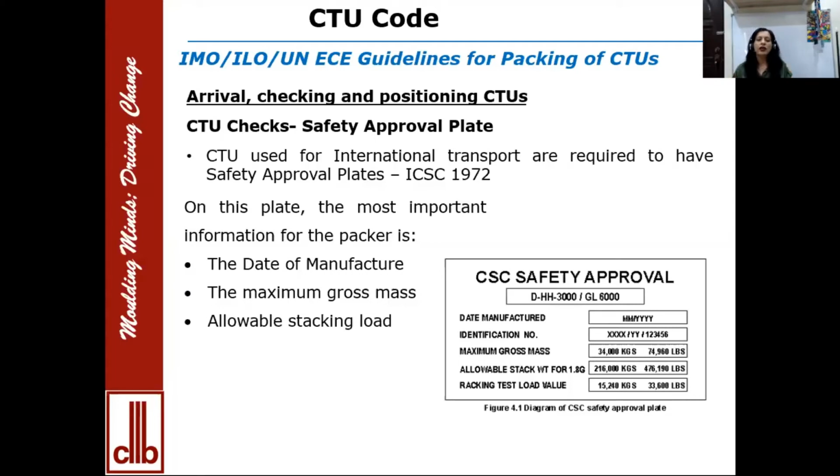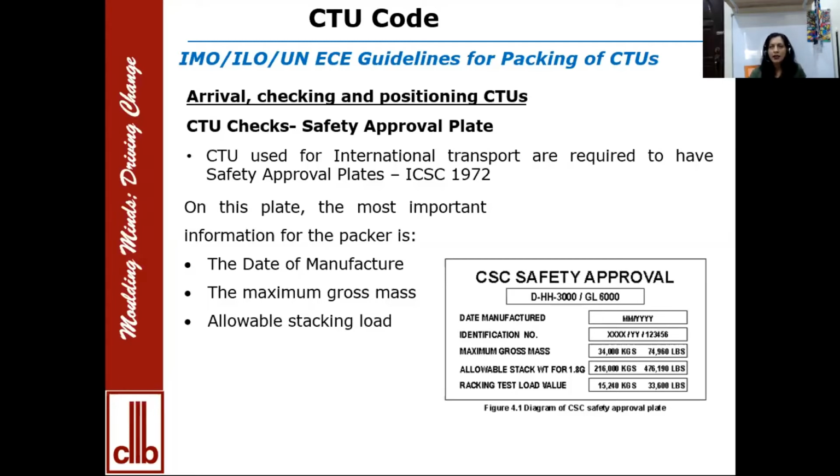You have to first look at the CSC safety approval plate. The CSC safety approval plate will be the first step in your container inspection, because this plate will indicate, first and foremost, whether the container is seaworthy or not. Because if it doesn't have a CSC safety approval plate, it has not gone through the requirements based on the UN guidelines, and you shouldn't be using these containers.